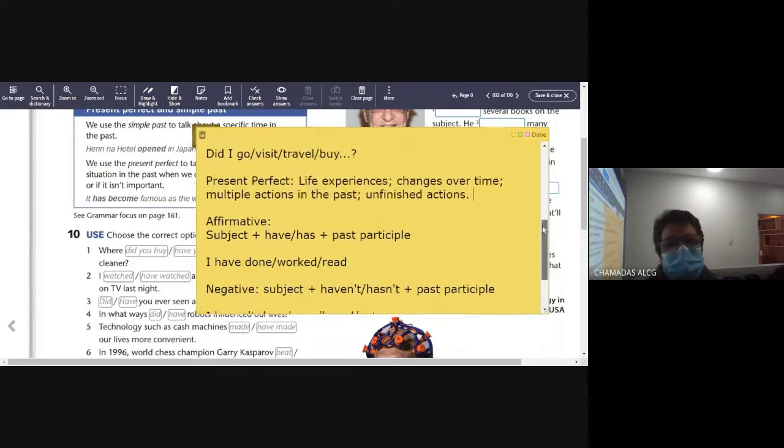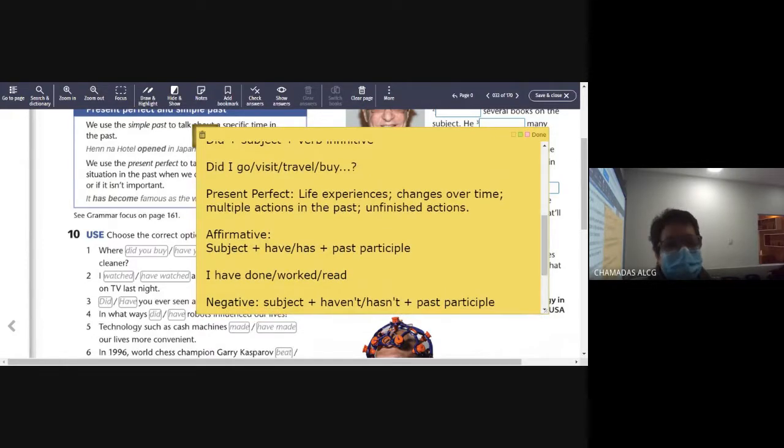Okay, people. So that's the idea of the present perfect. And that's why we need more than just a simple past. Okay? In Portuguese, we use simple past for almost everything, right? But in English, we have specific cases.